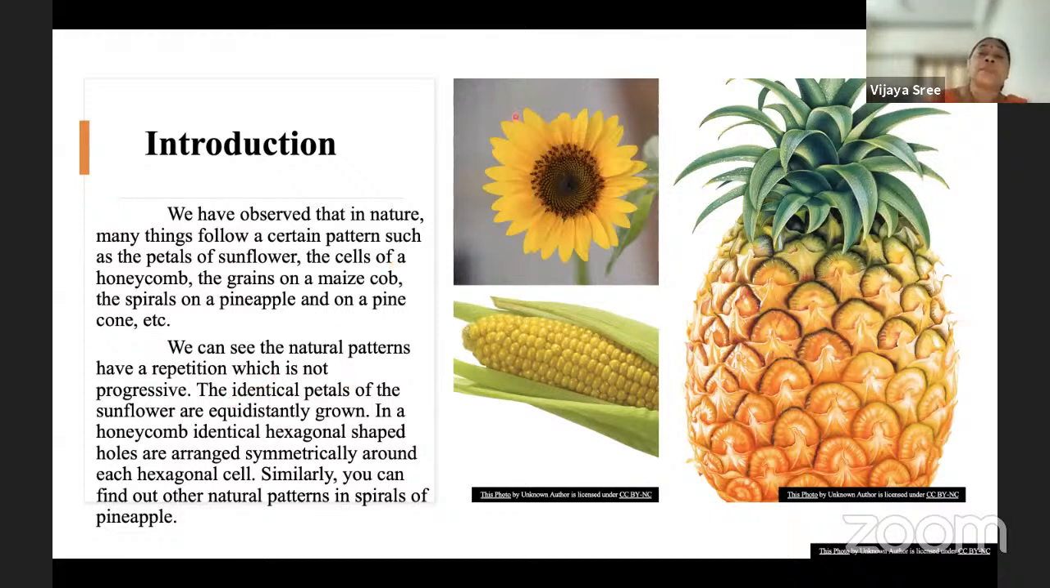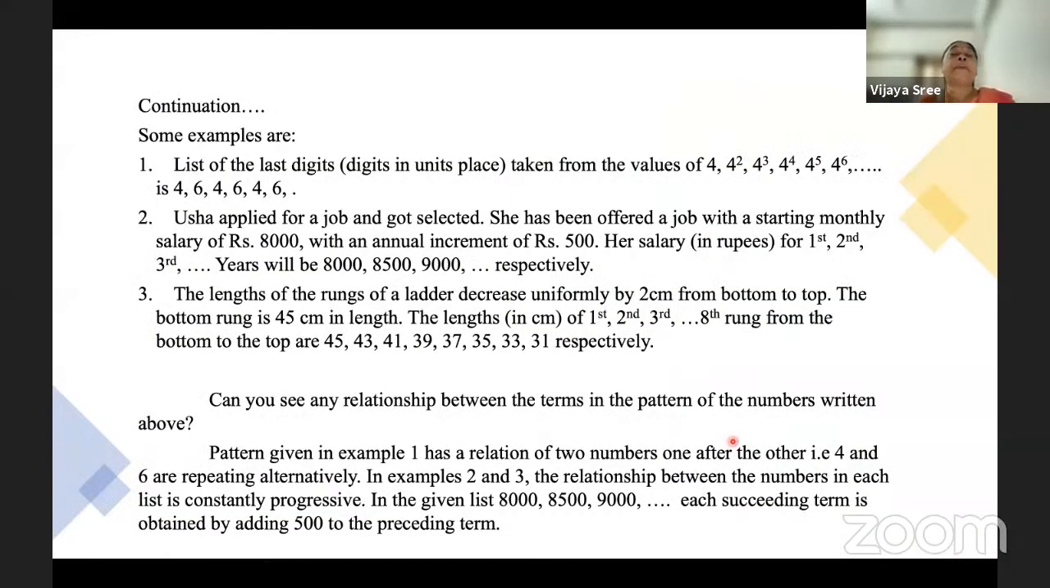Here in the sunflower, the identical petals are equidistantly grown. In a honeycomb, identical hexagonal shaped holes are arranged symmetrically around each hexagonal cell. Similarly, you can find other natural patterns in the spirals of a pineapple. This is the pineapple. These are the spirals of a pineapple. And let us see some number patterns.